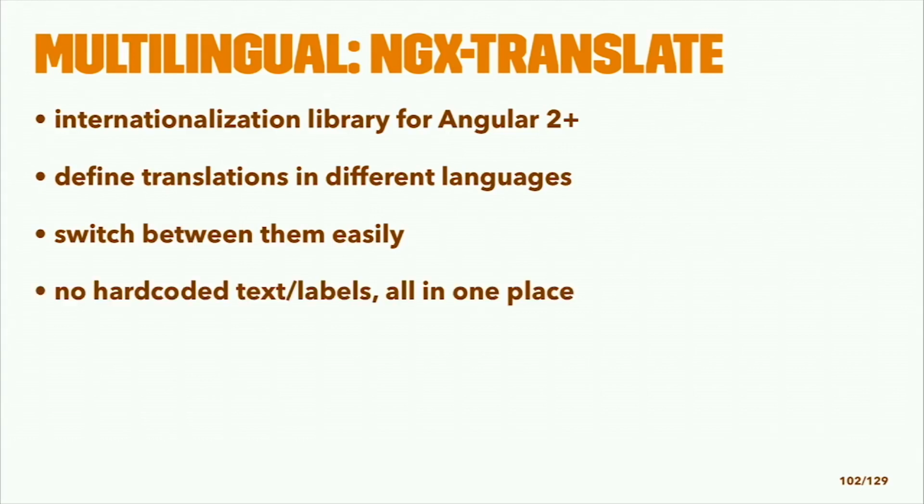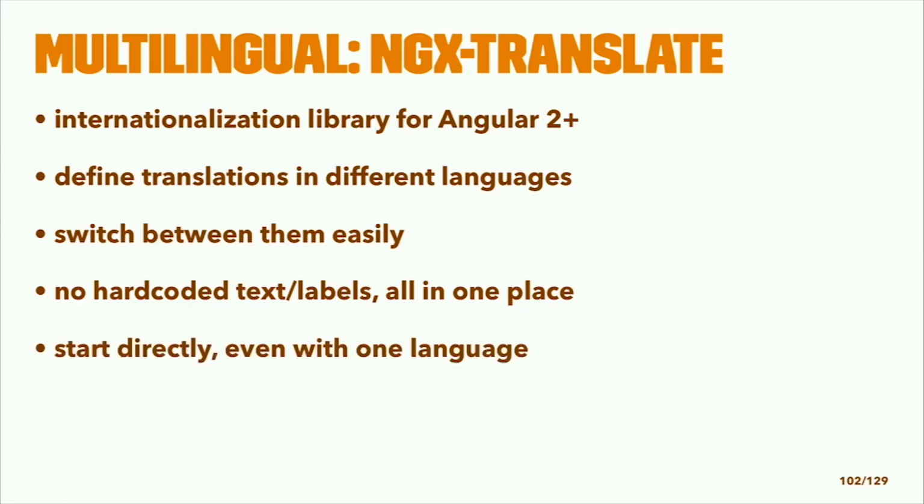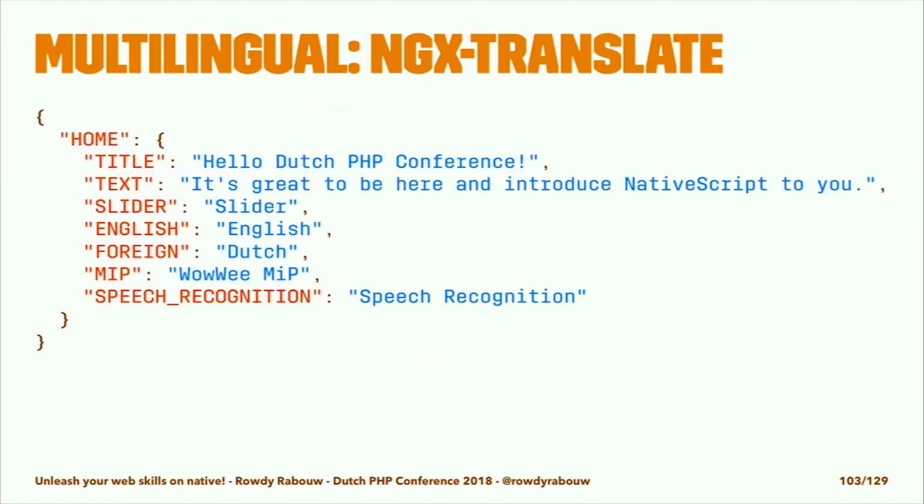Then if you do that, you can switch easily between languages. So to make sure you don't have any hard-coded text on your page, it's all in one place in a JSON file. And if I start a new app, I always start immediately with using this. Such a JSON file would look like this, for instance. This is the home page of my app, the starter page, which sets the title of the action bar, a little bit of text, and the rest are button text.